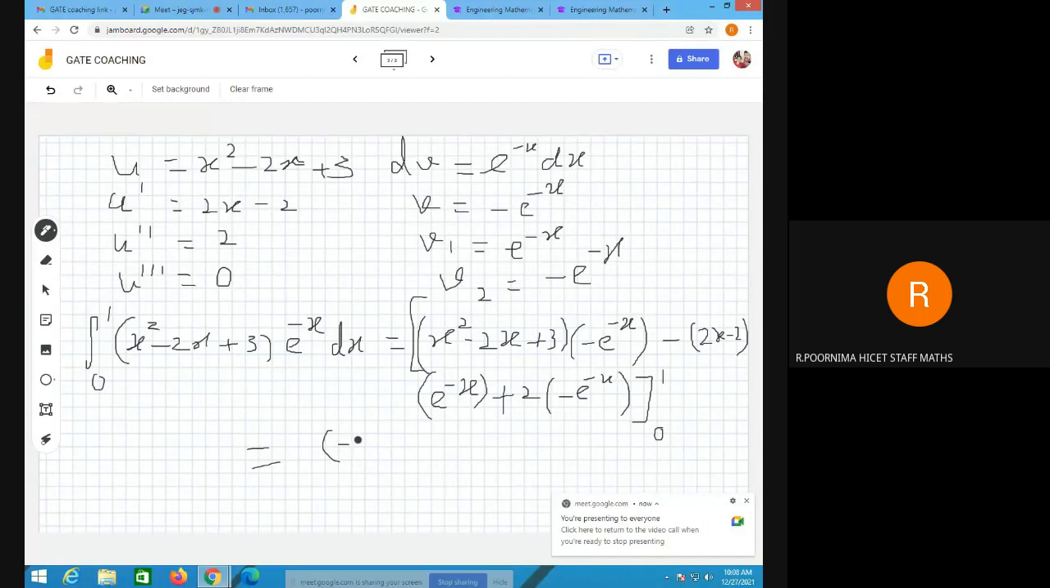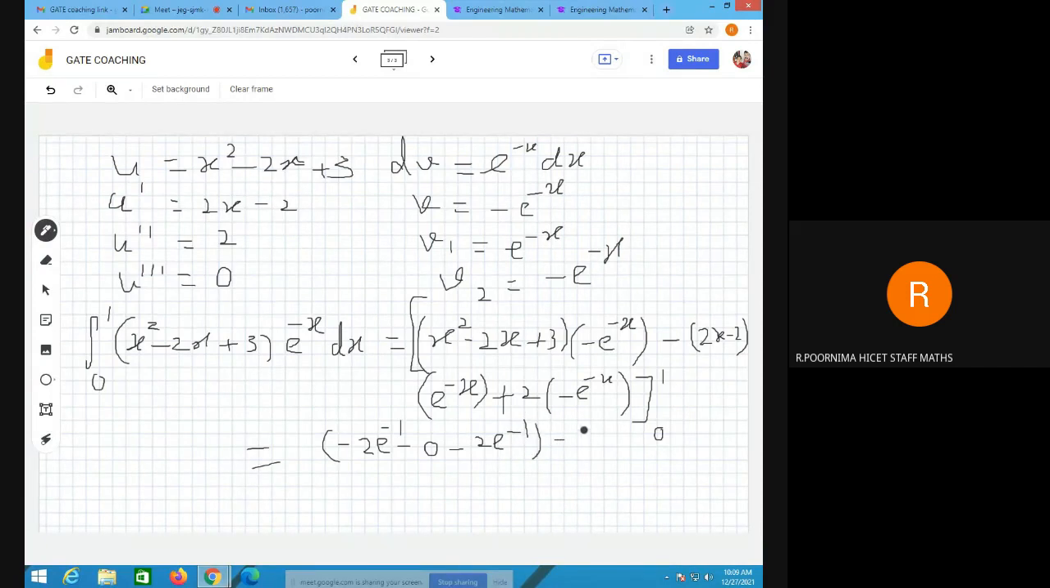You will be getting 2 into minus e power minus 1, so I am writing minus 2 e power minus 1. Next, we are substituting x is 1 here. So 2 minus 2 is 0, so the second term vanishes. Moving on to the third term, 2 into minus e power minus 1, so we write minus 2 e power minus 1. This is the substitution of the upper limit.